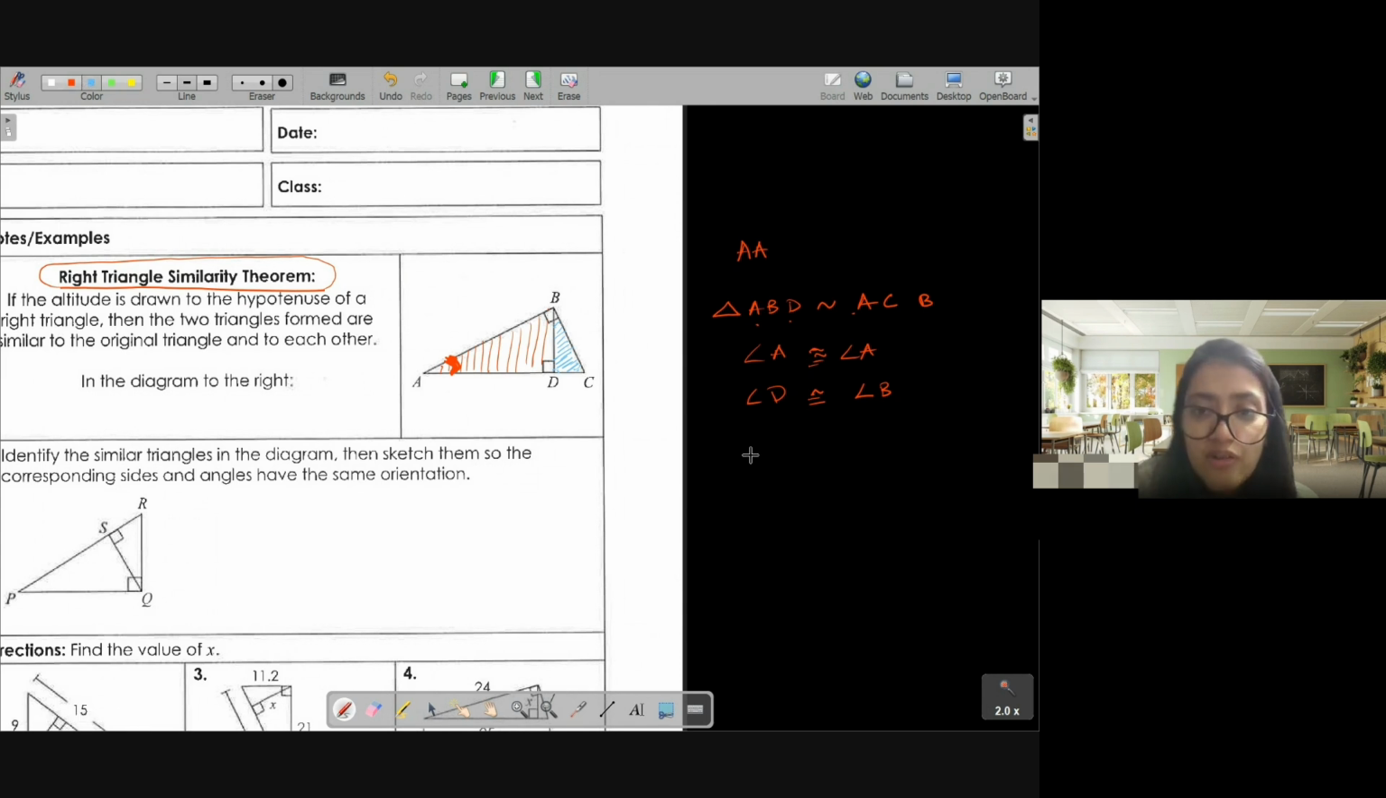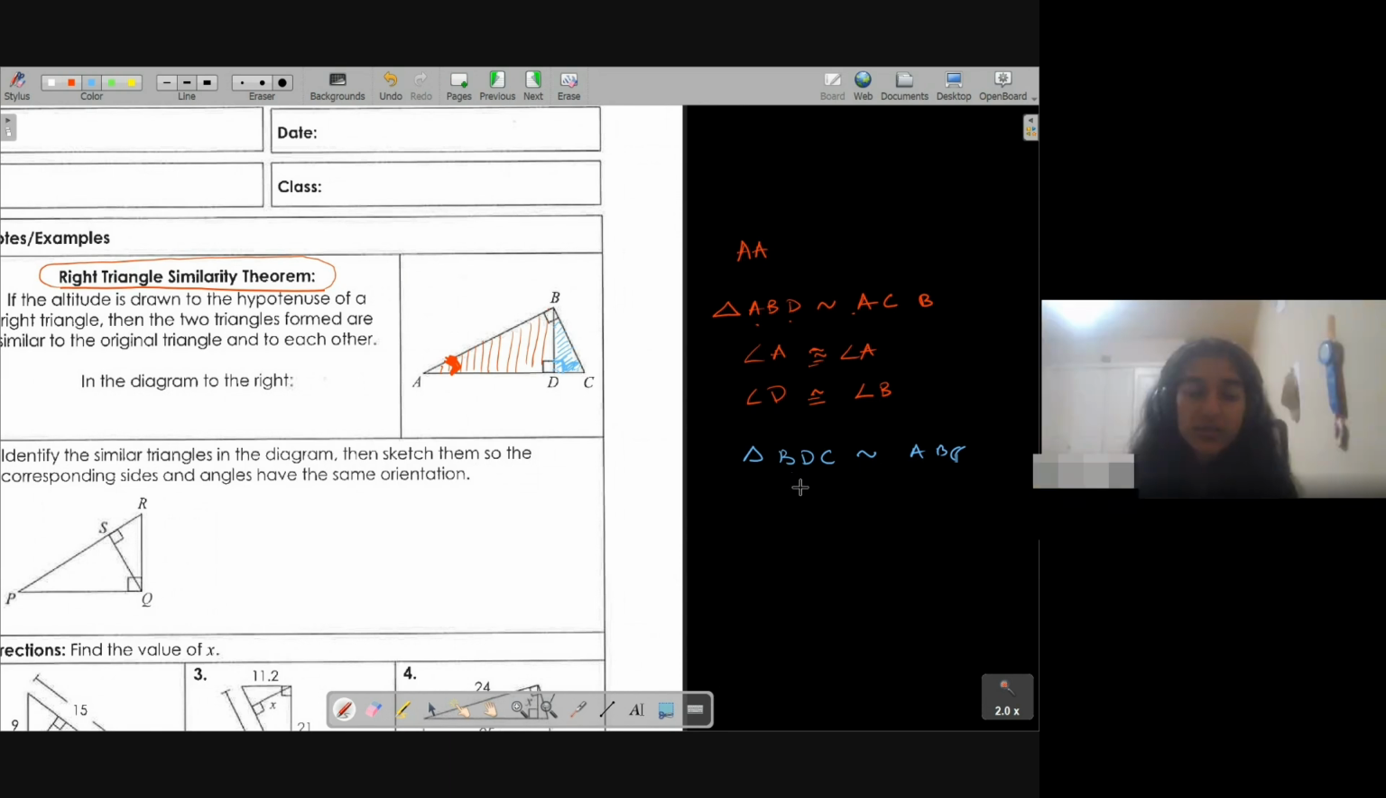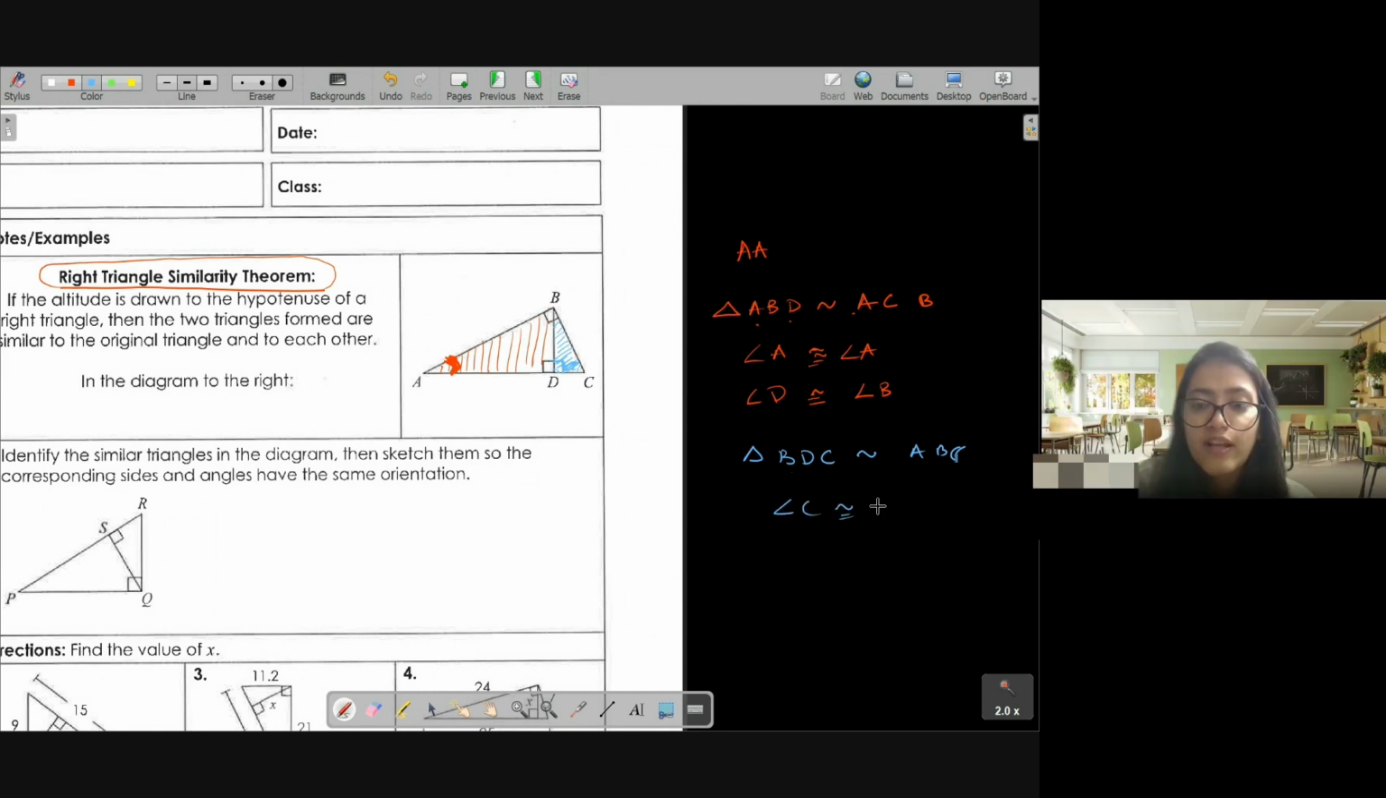Similarly, triangle BDC will be similar to ABC. D is a right angle, and C is a reflexive angle. So in place of C we write C, and D is the right angle, so in place of D you will have B, and then A. BDC will be similar to ABC, because angle C is reflexive and angle D is congruent to angle B since both are right angles.